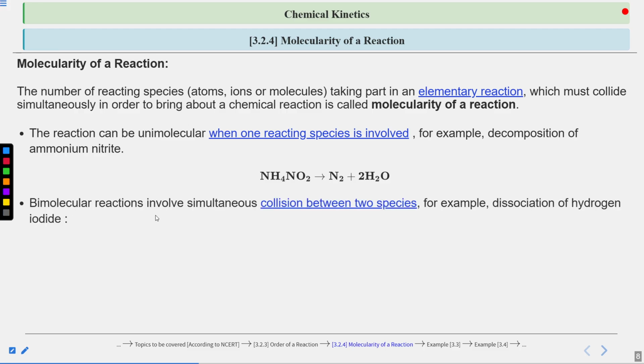Bimolecular reactions involve simultaneous collision between two species. This is what bimolecular reactions involve. For example, the dissociation of hydrogen iodide: 2HI giving us a hydrogen molecule and an iodine molecule.